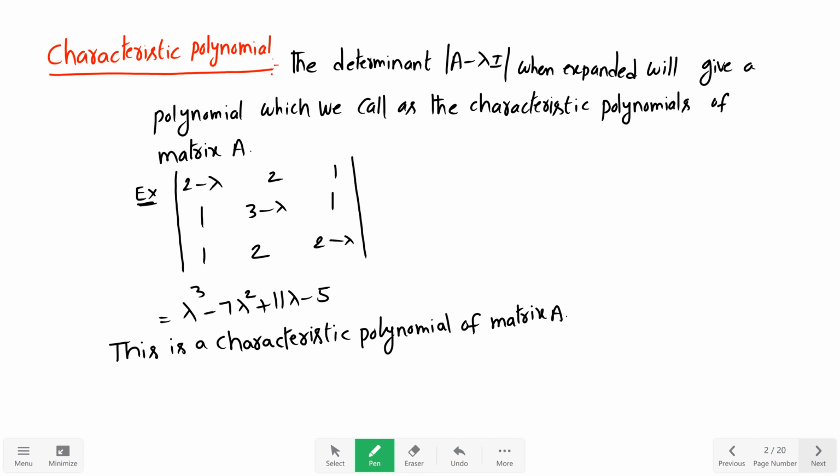Expanding along the first row: 2 minus lambda times the minor, minus 2 times its minor, plus 1 times its minor, and simplifying. The final expression is lambda cube minus 7 lambda square plus 11 lambda minus 5. Therefore, this is the characteristic polynomial of the matrix.